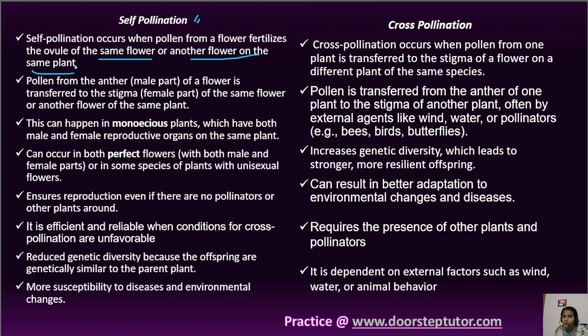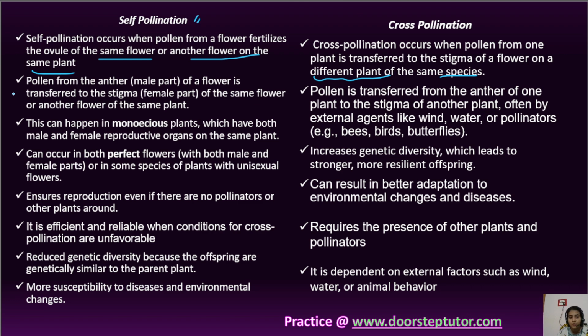Cross-pollination occurs when pollen grains from one plant are transferred to the stigma of a flower on a different plant of the same species. So this is the basic difference between self-pollination and cross-pollination. Now let's talk about some more processes of them.